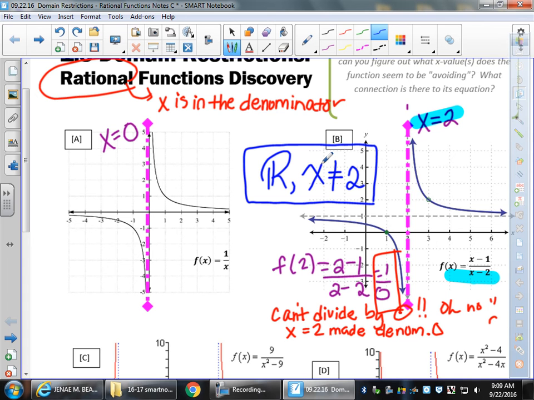Negative and positive doesn't matter. That was for the even root function. You can divide by a negative number, right? You can divide by positive numbers. We just can't divide by 0. That says x equals 2 made the denominator 0.